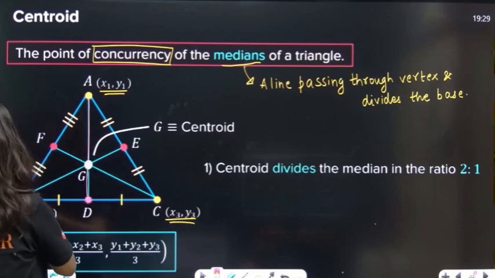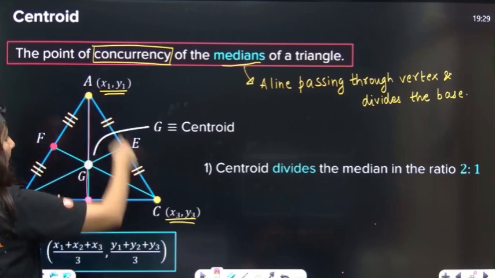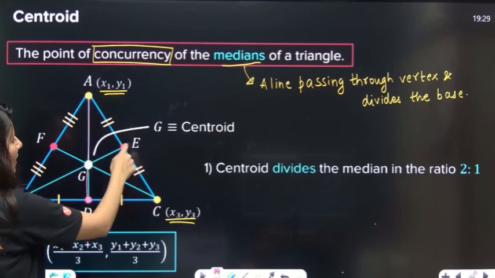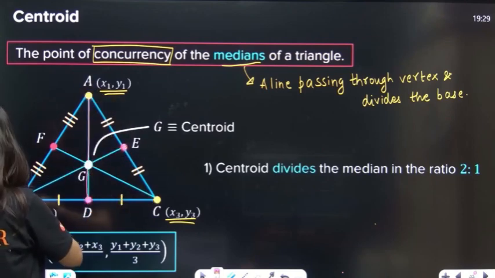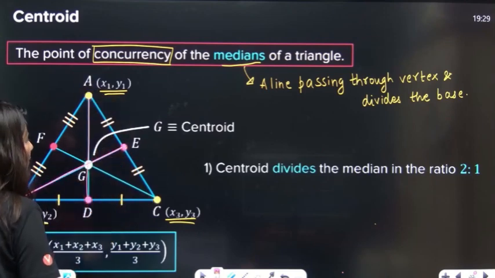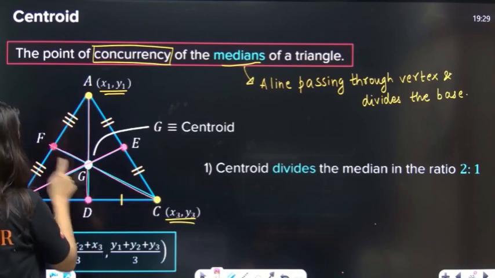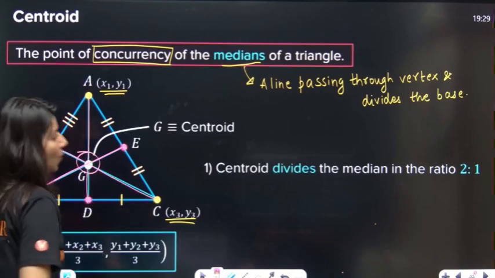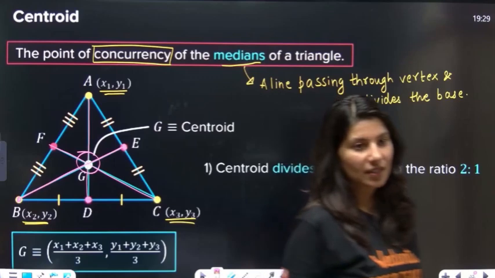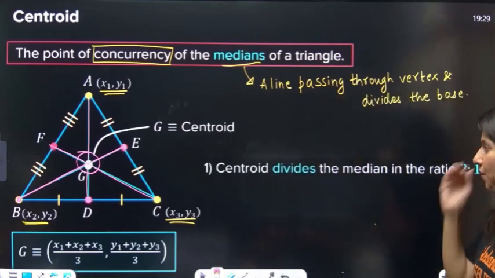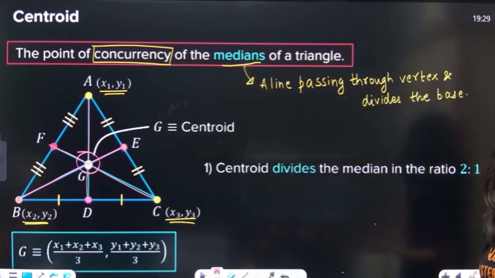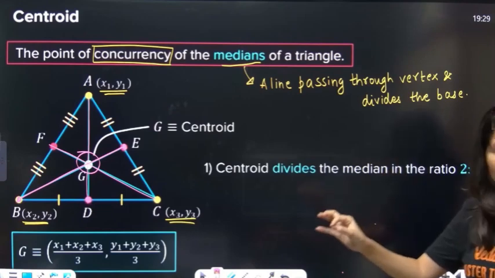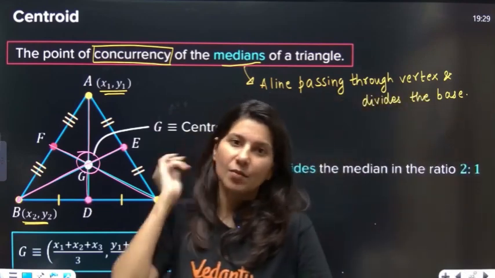Similarly, if I choose point B and AC being the base, E being the midpoint, so BE is also a median. Similarly, CF is a median, and the meeting point of all the 3 medians is nothing but G. G over here is nothing but the centroid.